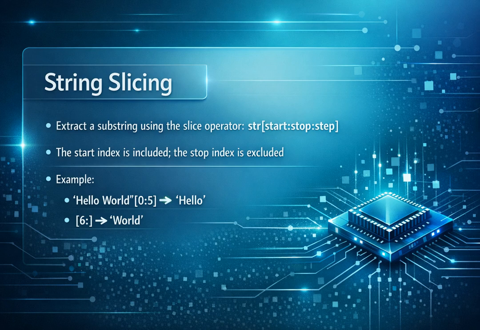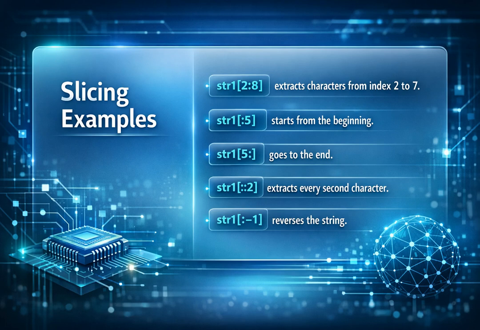Slicing extracts a portion of a string using the syntax string[start:stop:step]. The start index is included, but the stop index is excluded. For example, slicing the string "hello world" from index 0 to 5 gives you "hello", extracting just the first 5 characters. Slicing is very flexible. Omitting the start means beginning from the first character. Omitting the stop means going all the way to the end. Using a step of 2 extracts every second character. And using a step of -1 reverses the entire string.